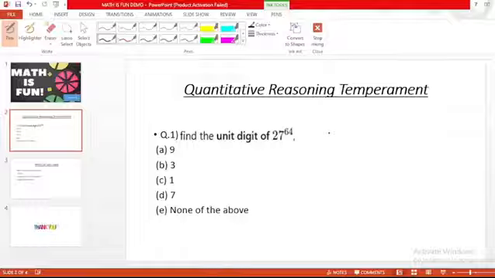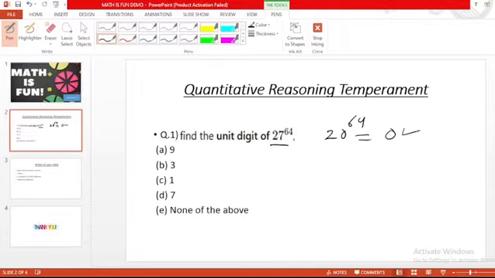Okay. So friends, now you try this question. Now I will take my pen out and give you a hint to solve this question. Now, can you leave this question, 27 to the power of 64? I give you 20 to the power of 64. What will be the unit digit? I am sure you will say it's 0. Correct? Yes, your logic is correct.